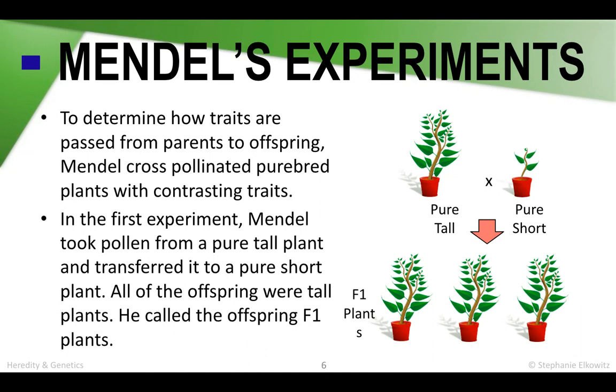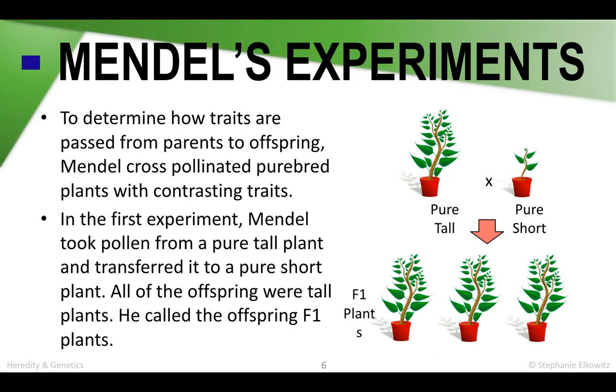And so he took two plants that every time they were crossed with each other, they had talls. And then he also took two plants that always came up pure short. And then he took a tall plant, you see right there on the left, crossed it with a pure short plant, and he got all talls. In the first experiment, Mendel took pollen from a pure tall plant, transferred it to a pure short plant, and all of the offspring were tall plants. He called the offspring F1 plants.